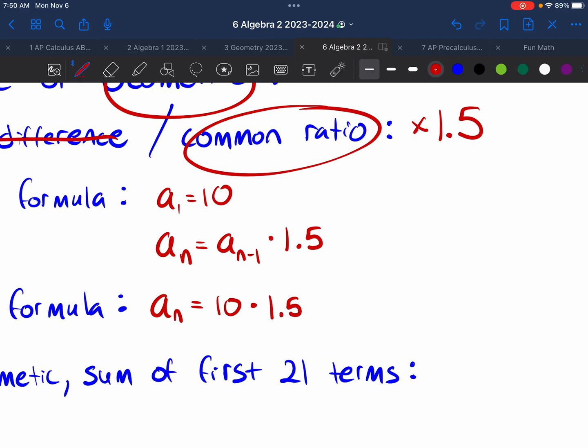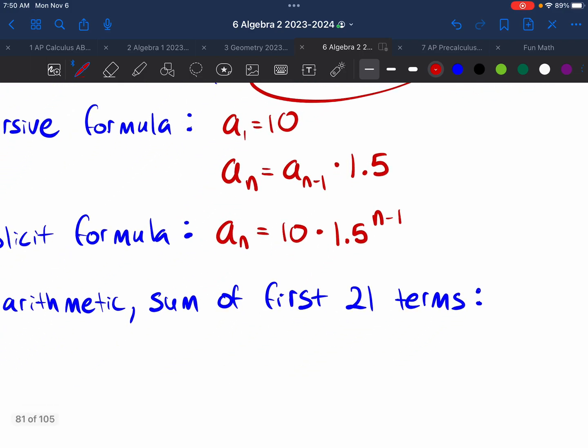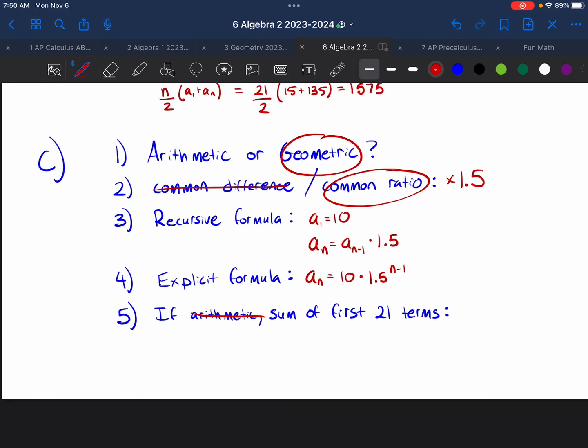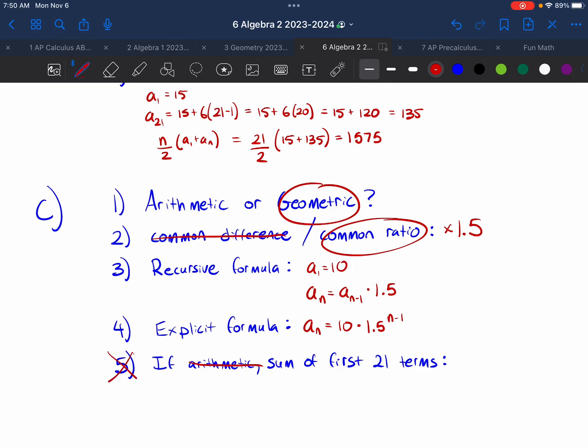And to do that repeatedly, we need to have some power up here. So this is going to be the power of n minus something. Well, which term do we choose? We chose the first term, so this is going to be n minus 1. All right, from here, I'm ready to jump down to the next one. It's not arithmetic, it's geometric. And geometric has a way to add them all up, but we haven't learned that yet, so we don't have to do part 5, so we can cross that one off.